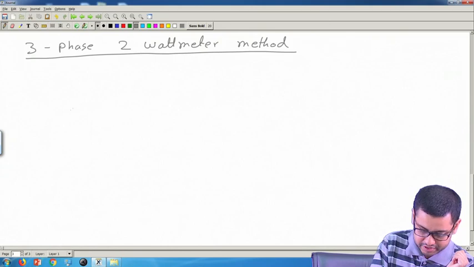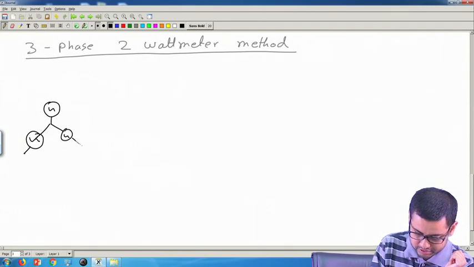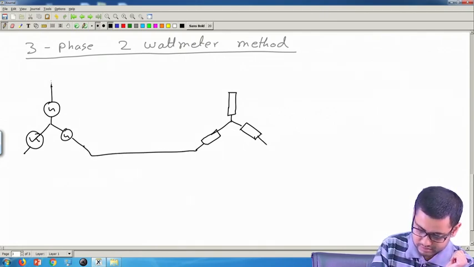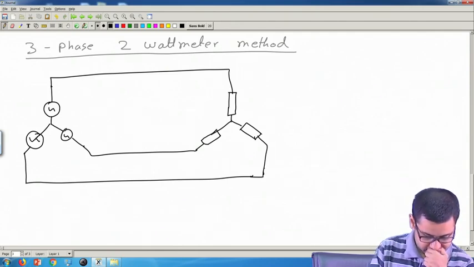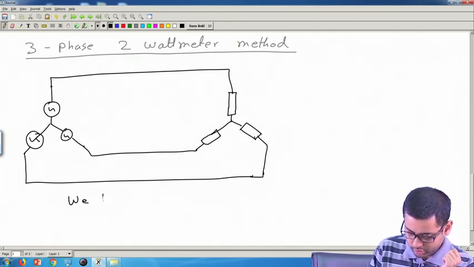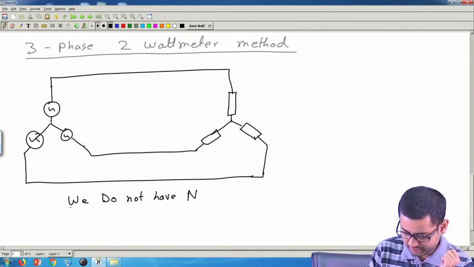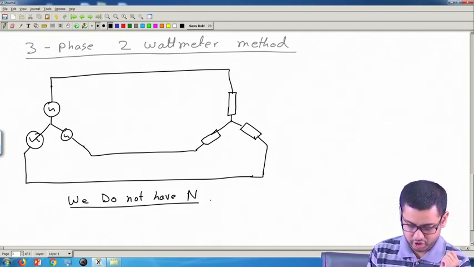So let me draw once again the source. This is the 3-phase source, and let me draw a 3-phase load. Now this time we should not have the neutral line. This is very important. We should not have this neutral line in this method.